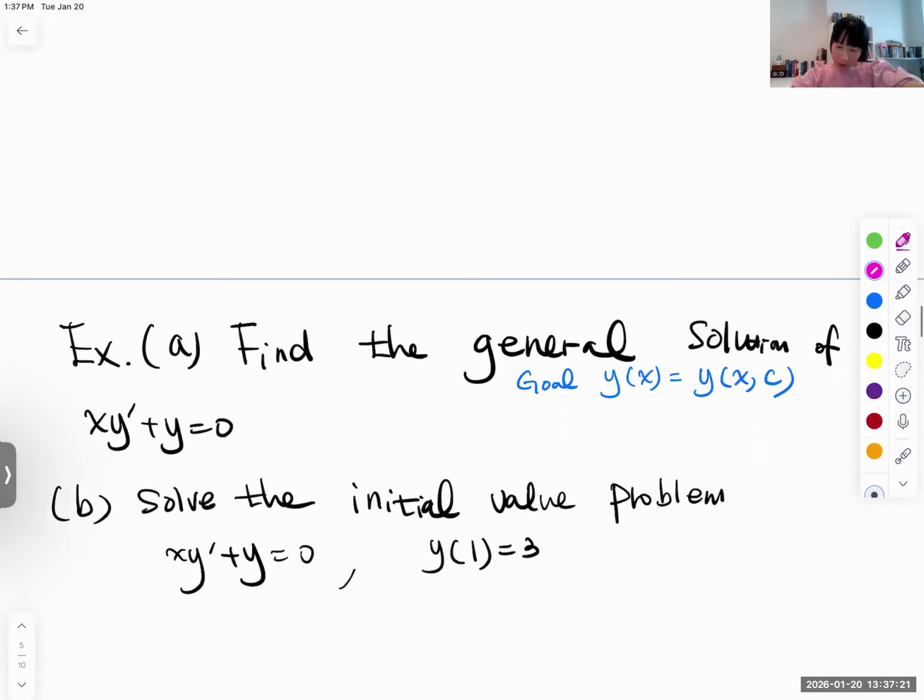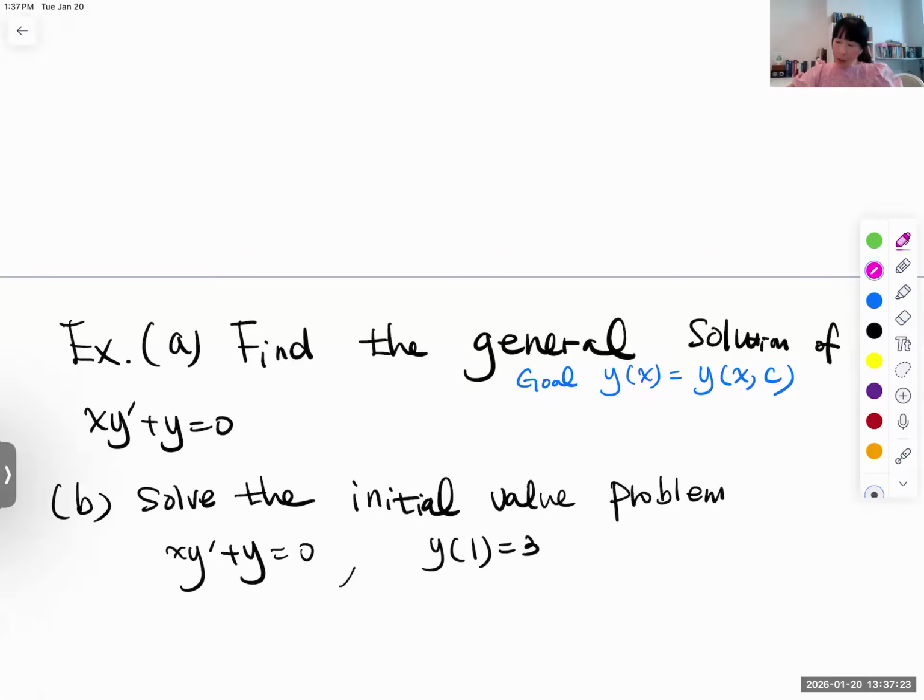So we have this differential equation, a homogeneous equation, right? Homogeneous differential equation. All right, then we want to find the general solution and solve the initial value problem. Let us do this one.